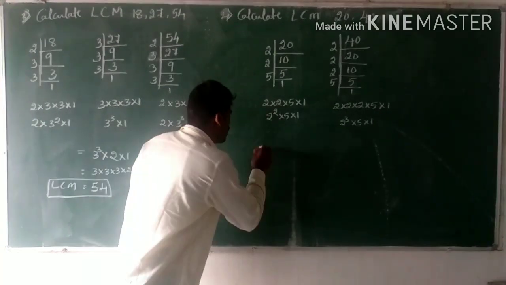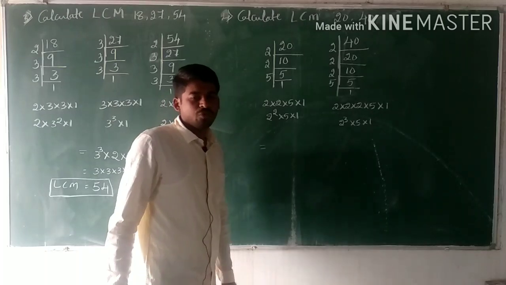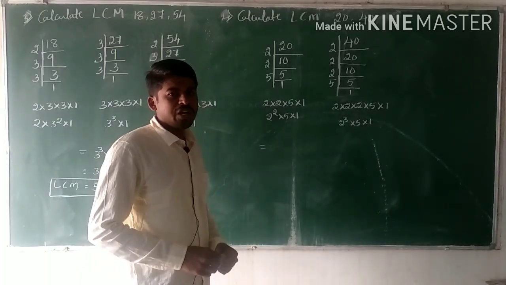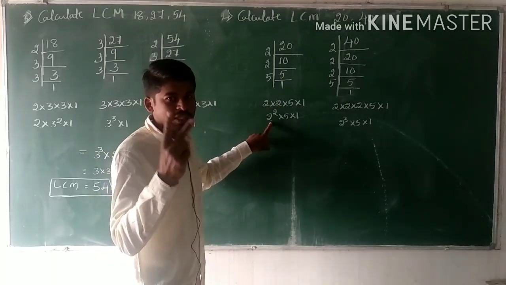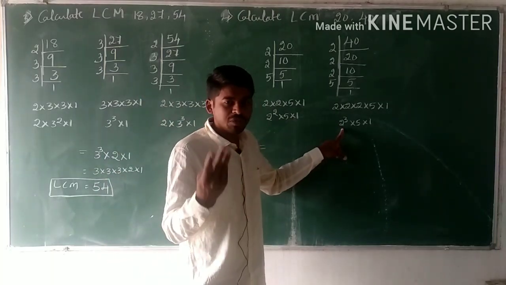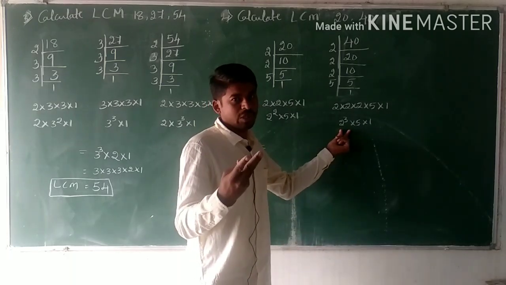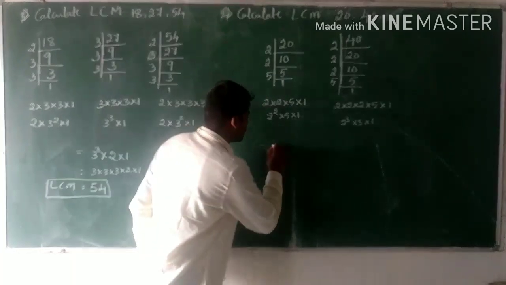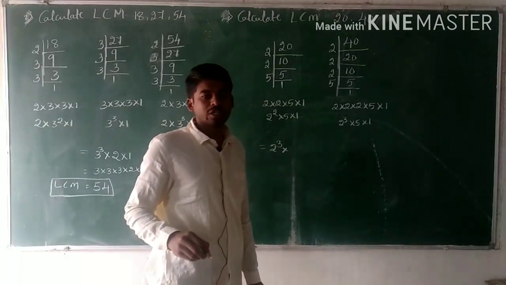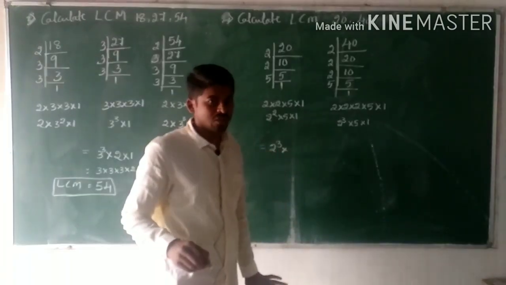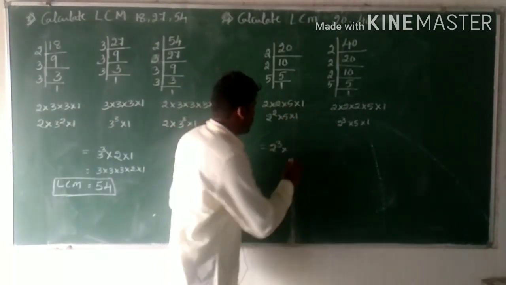Now we are going to calculate the LCM. What is the first condition in the factorization method? The highest repeated number. Here 2 is repeated 2 times, and here 2 is repeated 3 times. Which is the highest? 2 is repeated 3 times, so I take 2 cube. What is the second condition? The remaining common numbers. What are the remaining numbers other than 2? The 5 is there and 1 is there.